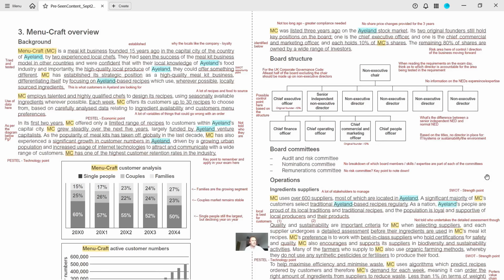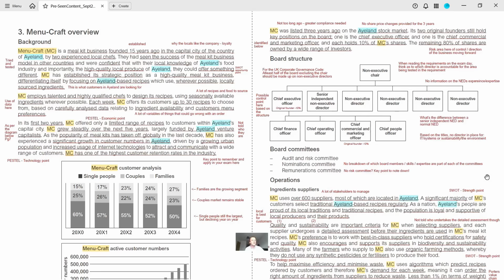In its first 2 years, MenuCraft, as you can see, offered only a limited range of recipes. They were just starting up, serving customers in Ireland's capital city. Then MenuCraft started to grow steadily over the next 5 years, largely funded by an Ireland venture capitalist. So we're not told who they are on there, so something to get down in your notes.